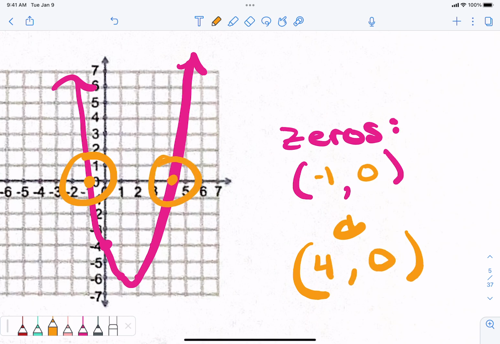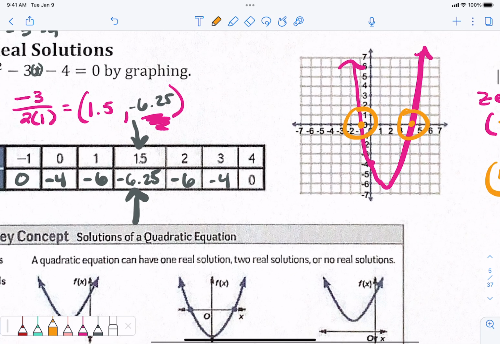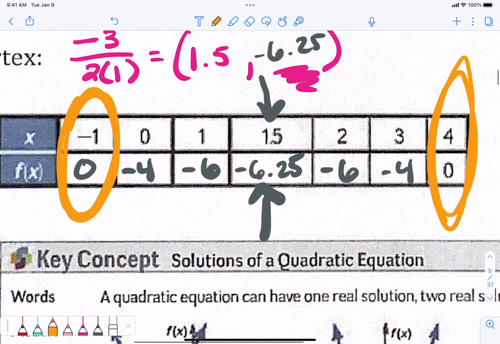Okay, now I can see that from the table, right? But I didn't even have to graph that. I can see that negative 1, comma 0 is an x-intercept, and 4, comma 0 is an x-intercept. Wherever it has a y-coordinate of 0 is going to be an x-intercept. Yeah? So I can see that from the table without actually even having to graph. We're going to talk about that later. Okay? Good? Was that too fast?